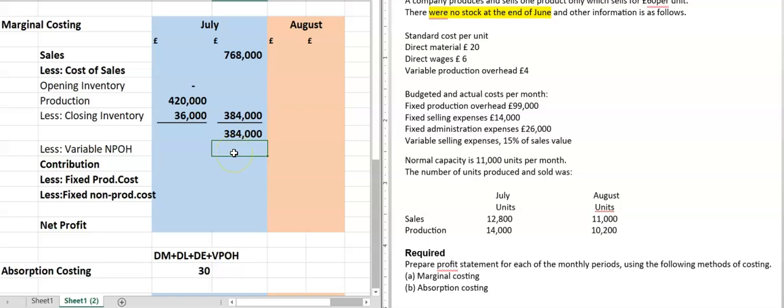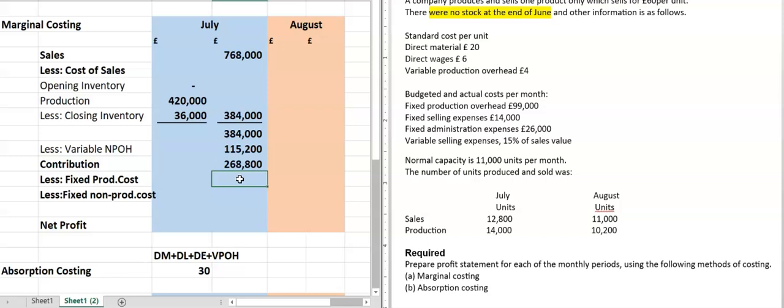So selling expenses are non-production overheads, and they are variable. So all the variable costs, whether production or non-production, you have to take for the contribution calculation. This is a very important point. So you get 15% of the sales value. Sales value is 768,000 into 15%. Then you have to less this. So 384,000 minus 115,200, your contribution is 268,800.